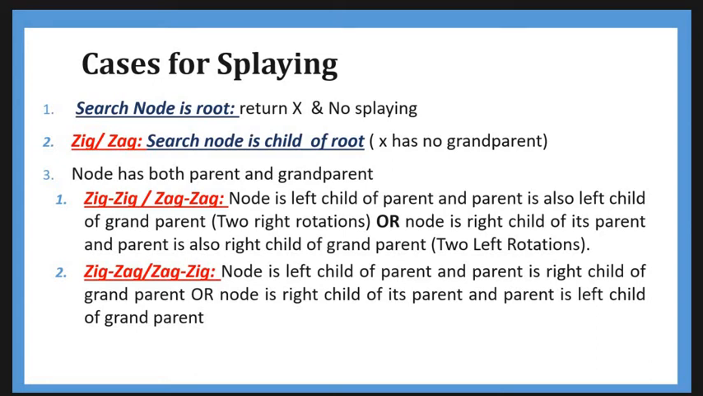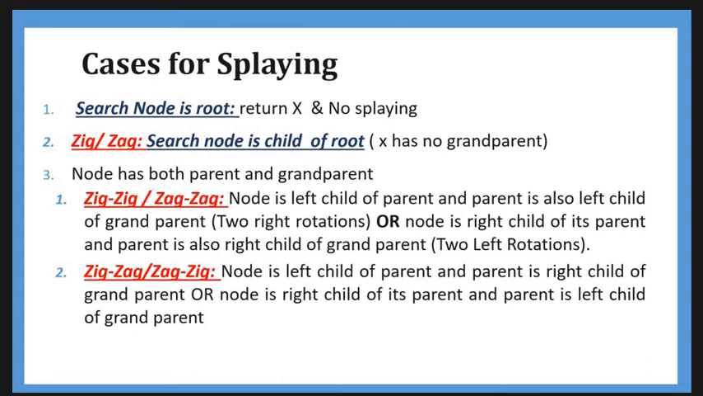Node is the left child of its parent and the parent is also the left child of the grandparent. Then you need two right rotations, that is ZigZig. Or the node is a right child of its parent and the parent is also the right child of the grandparent. Then two left rotations are required, that is ZagZag. Then ZigZag, it's a combination.